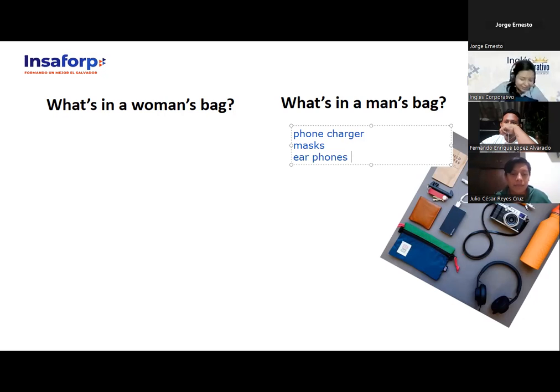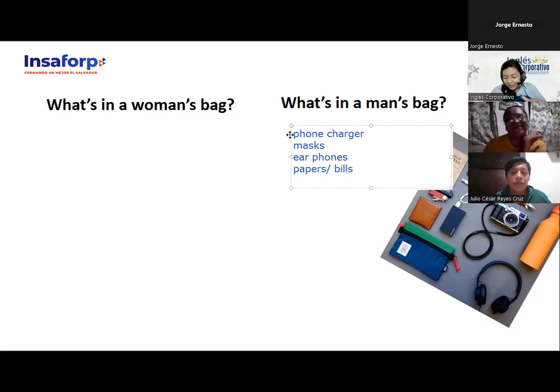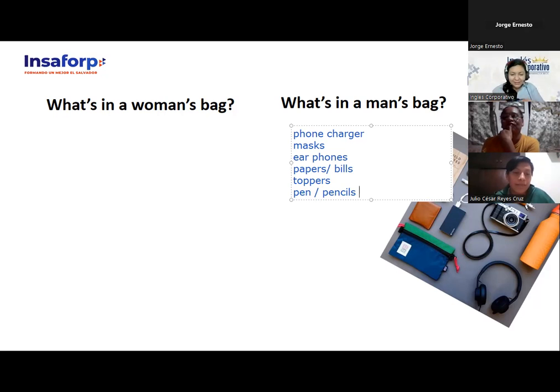I can listen to the car. He has some papers, like bills. Sorry, what were you saying? Lunch. Yes, the lunch, but I already took the toppers because I washed the toppers. Yeah. We also wear pens and pencils. Yeah, pen and pencil. Personal documents, yeah, the wallet. But he has it right now in his pocket.